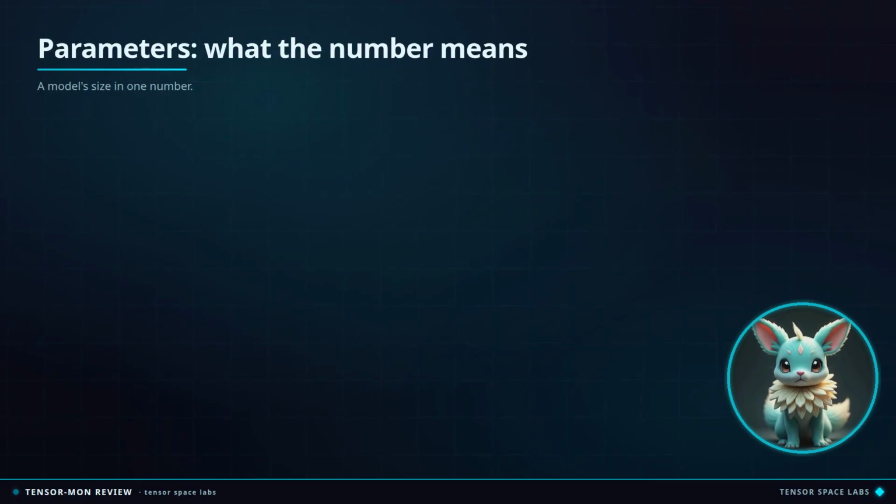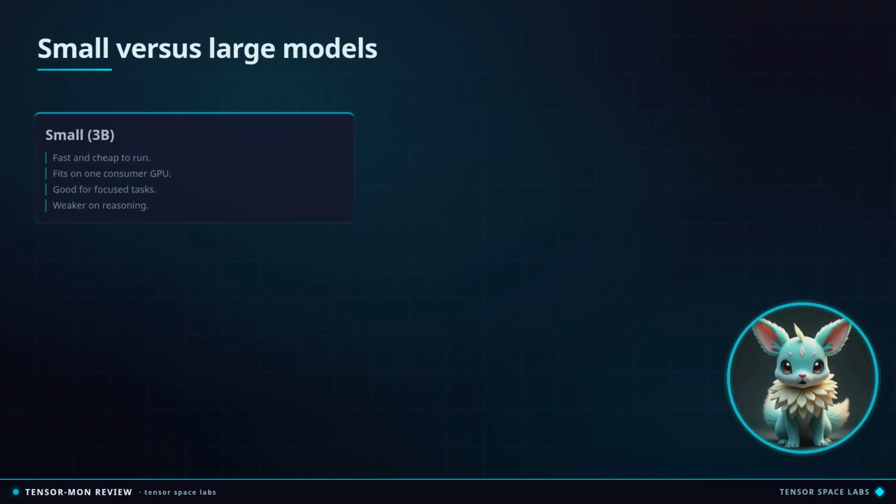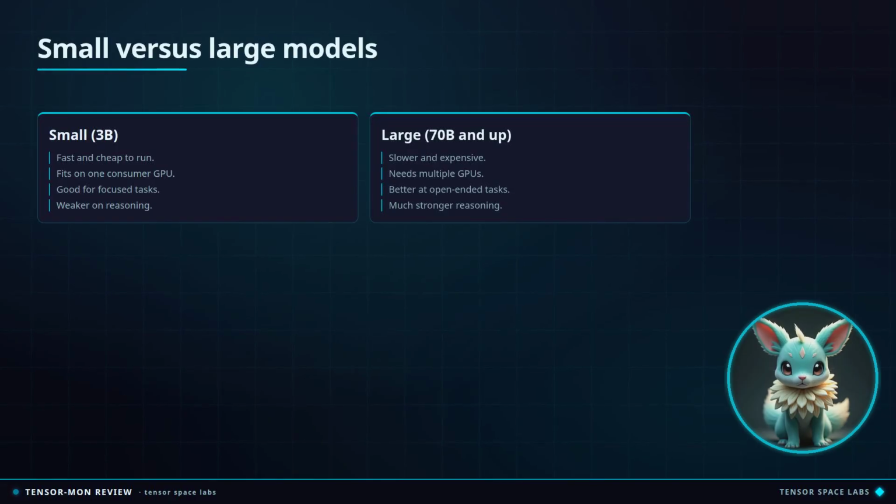A 3 billion model fits on any GPU. A 70 billion model needs 2 GPUs. A 500 billion model needs a data center. Small models are fast, cheap, and perfect for focused jobs like summarizing or classifying. Large models are slower and more expensive, but can reason through harder problems. A big part of being an AI builder is picking the right size for the job, not always the biggest.